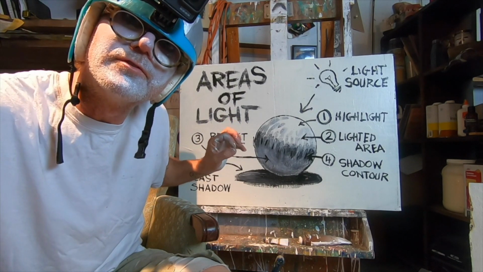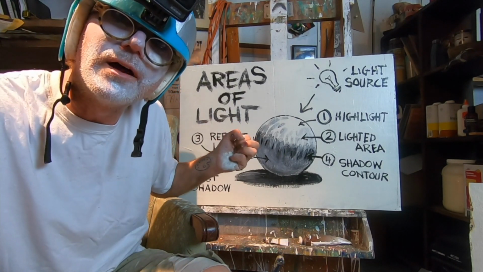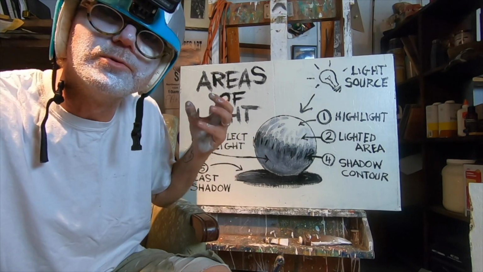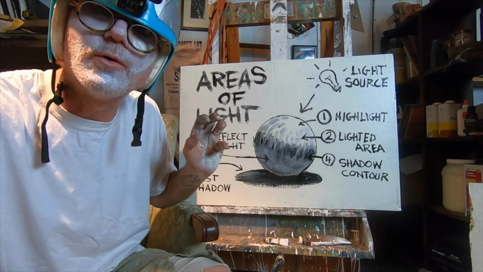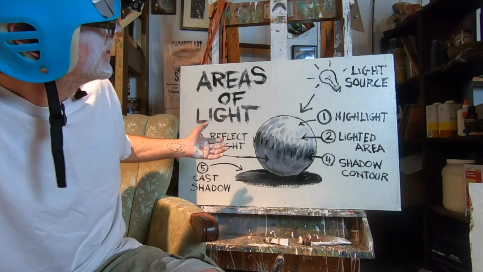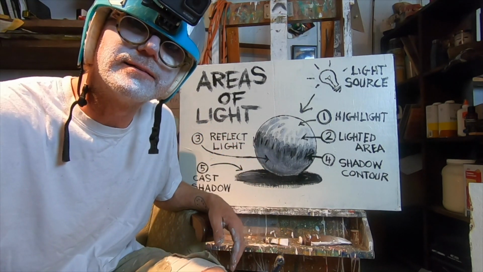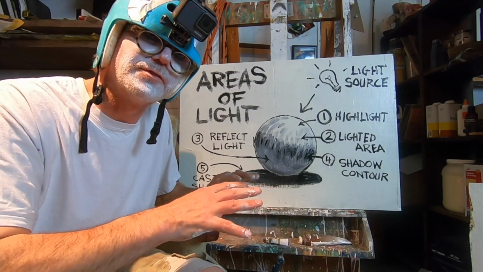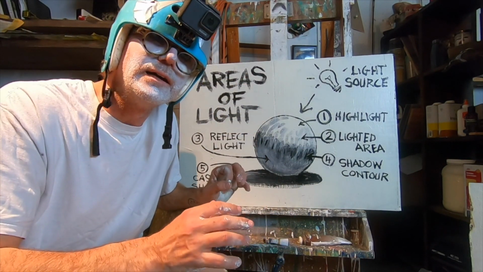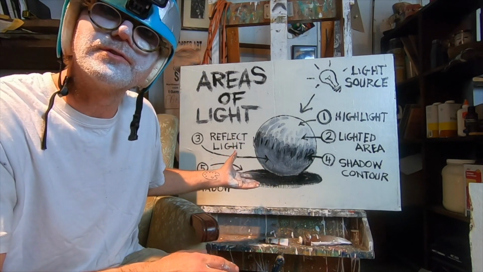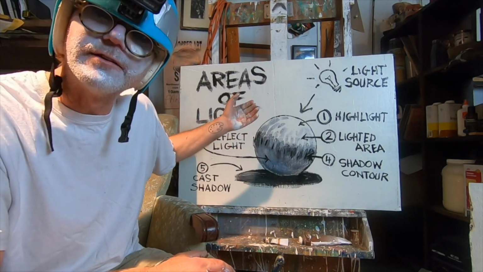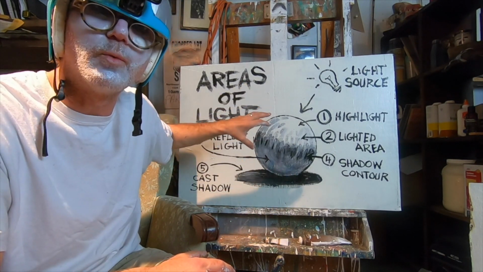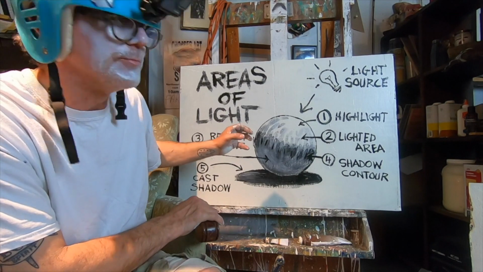Understanding the principles of how light wraps around objects, the physics of light, will help you piece together and figure out how a drawing works. You've got five areas of light. And now this is assuming that everything is the same color, say it's all white in this instance. There'll be different values within that white as light wraps around an object.